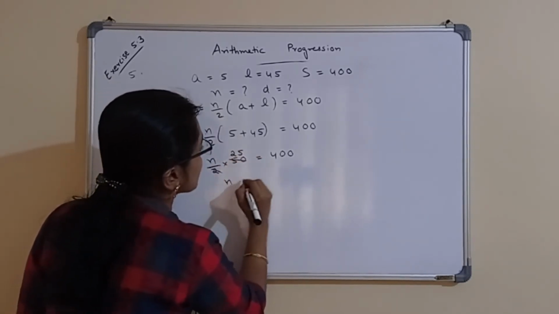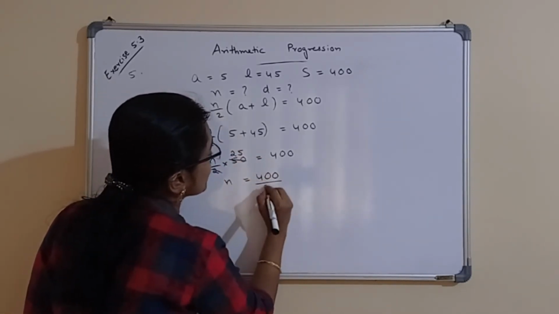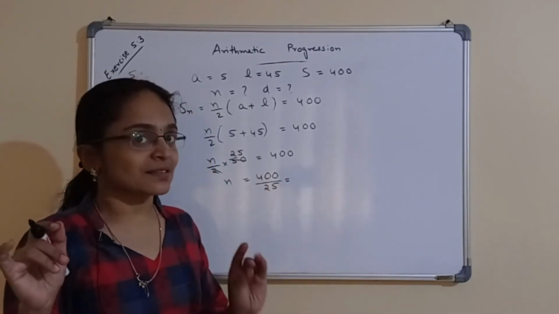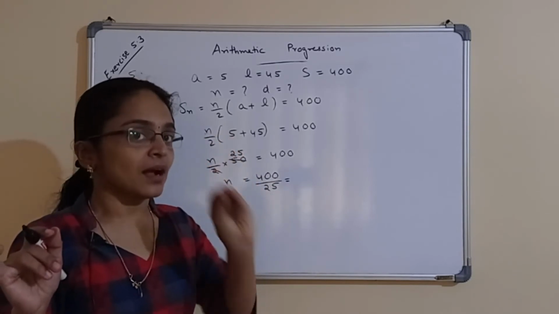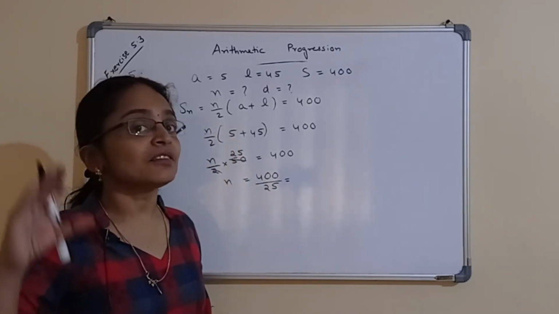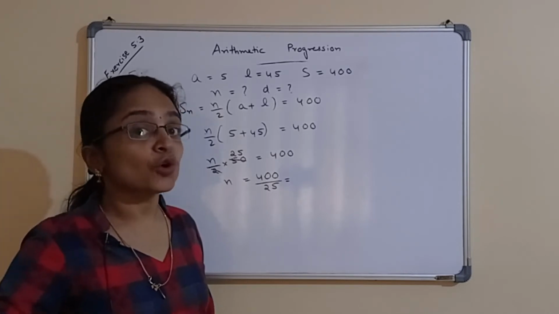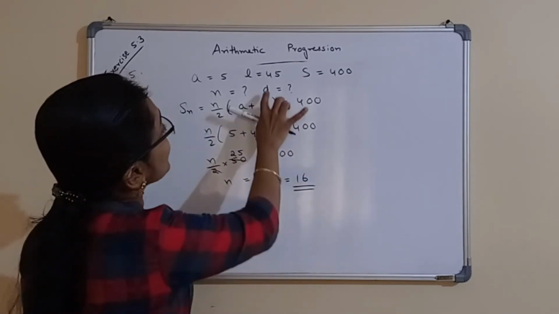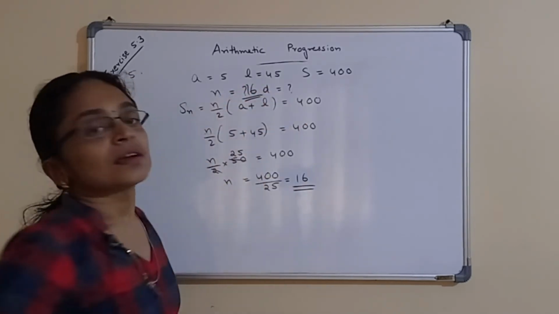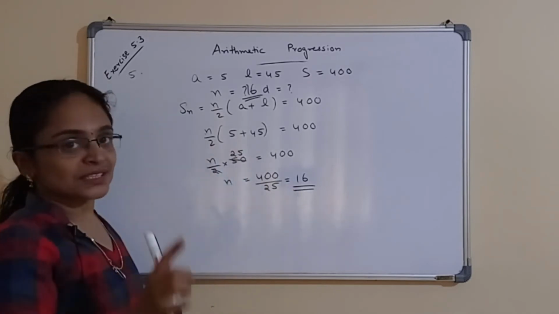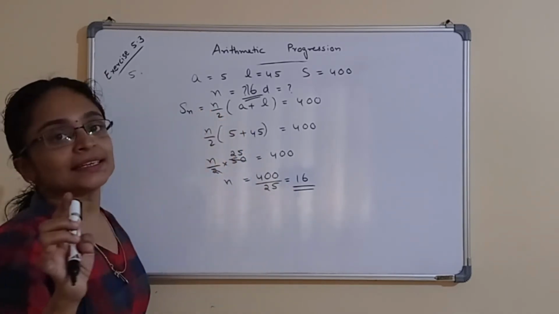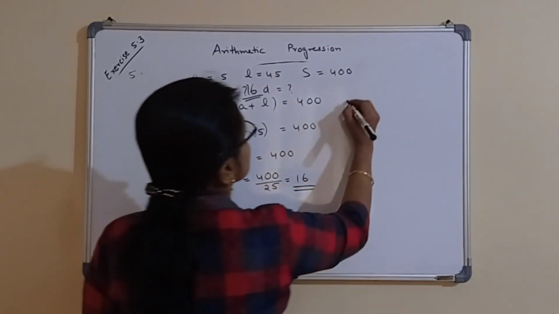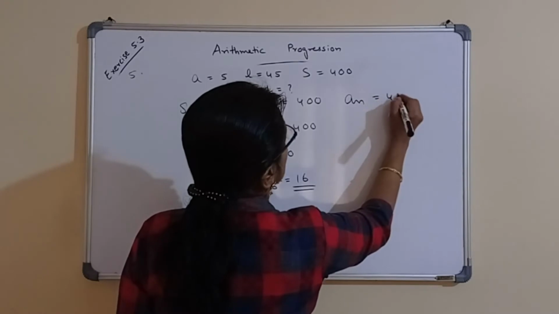So what is n? n is equal to 400 by 25, which is equal to 16. 25 will go in 100 4 times, right? There are 4 25s in 100. So in 400 there will be 4 times 4, that is 16. So we got n is equal to 16 and we have to find d also. So n is equal to 16 and how will we find d? We have the last term as 45. We can write it as an. an is equal to 45.